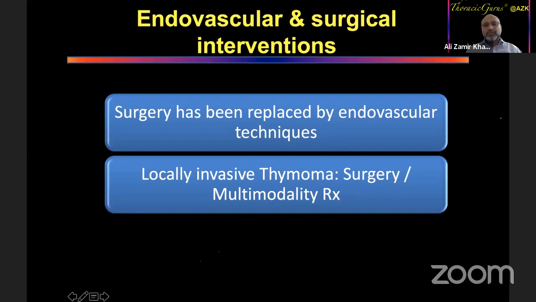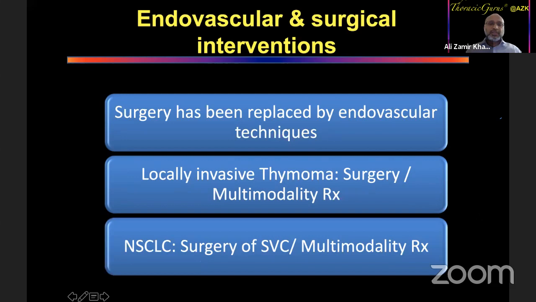In locally invasive thymomas, we give chemotherapy first, reduce the size of the tumor, and then go in and do thymoma resection plus minus SVC reconstruction. Occasionally, in a smaller thymoma with SVC involvement, we would go in and do the thymoma plus SVC resection first, and then do the reconstruction, and then give chemotherapy as a follow-up regime. So it depends on an MDT discussion. Of course, in non-small cell lung cancer as well, there is a role for surgery for the SVC. So there is a place for us to do SVC resection.